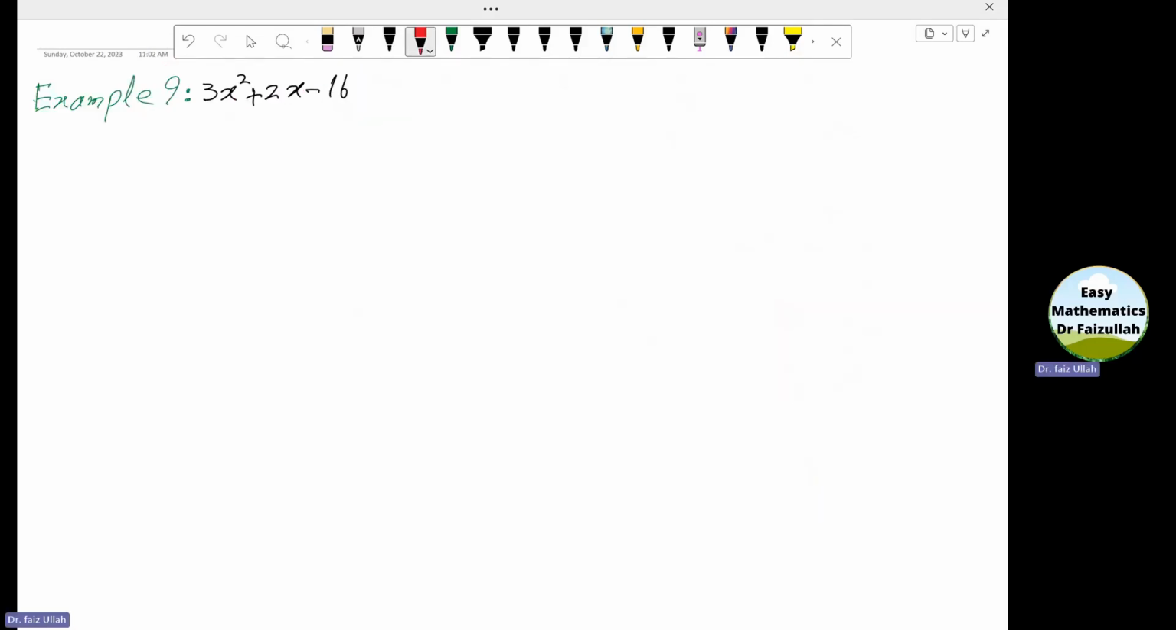Now let us use the same procedure to factorize this expression. As usual, we multiply the first term with the last term and write it here, which is equal to minus 48x squared. Then write the middle term, which is plus 2x. Now we need to find two numbers. When we multiply those numbers, we get minus 48x squared, and if we add or subtract those numbers, we get plus 2x.